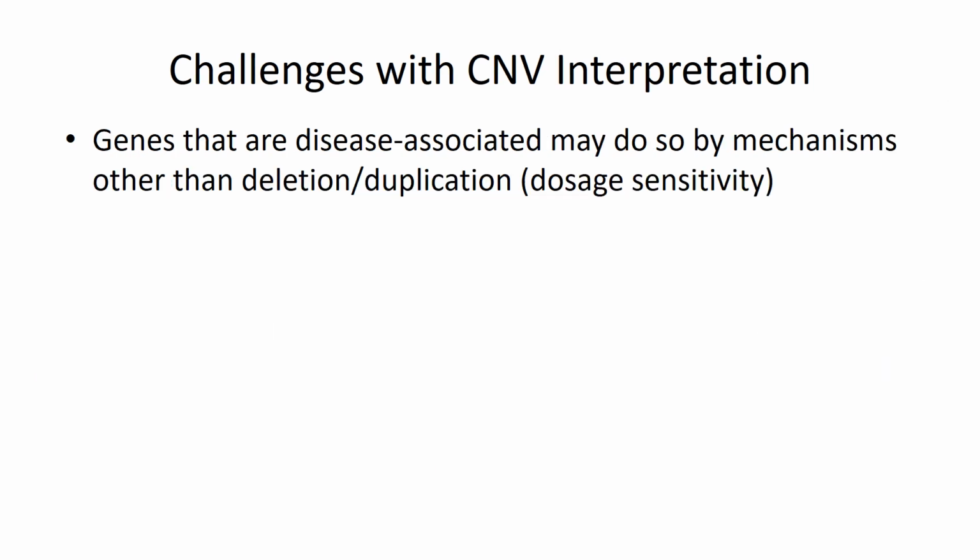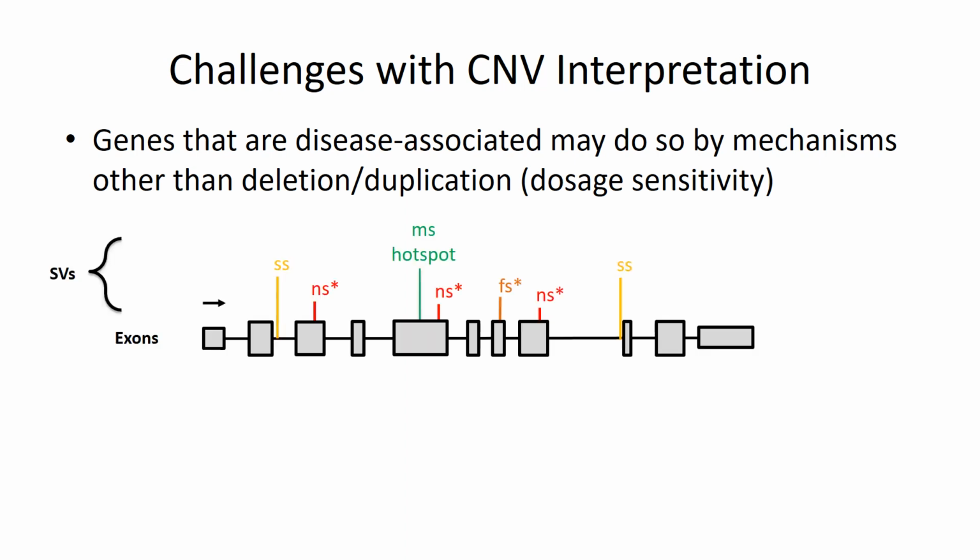Another challenge for CNV interpretation is evaluating information relating to genes, as those that are disease-associated may do so by mechanisms other than deletion or duplication, or dosage sensitivity. For any particular gene, a variety of variant types may be observed. Some variants may be disease-causing and others benign, or some variants may cause different clinical phenotypes depending on the gene.